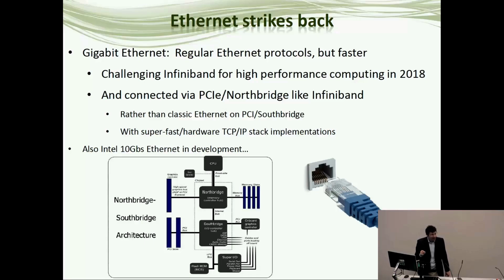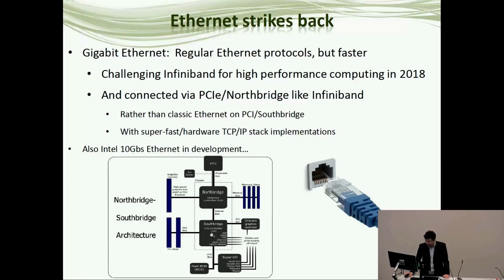So for a while it looked like InfiniBand was going to be the standard for these supercompute centers, competing with Ethernet. Ethernet's actually come back now. We now have gigabit Ethernet, which is getting Ethernet up to speeds more traditionally associated with InfiniBand. And it's running in an InfiniBand-like way.